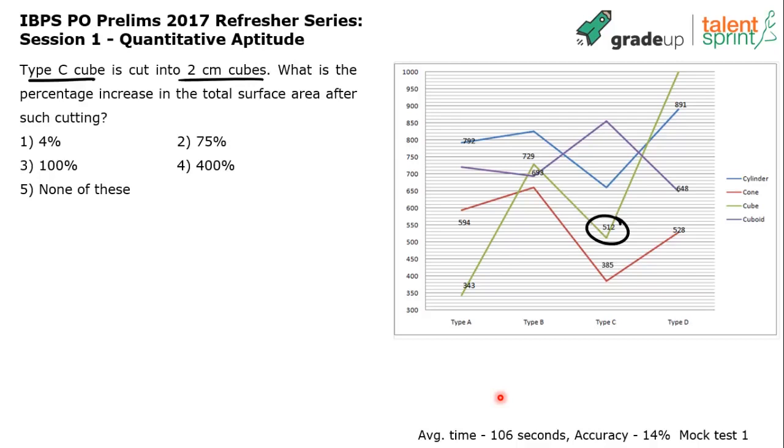Preeti has got 400%. Preeti Deepak has got 4%, option 1. So you guys have covered all the options. I mean, 100% is left out, but otherwise, you've got 4%, you've got 75%, you've got 400%. Some of you have got 300%, which is option 5, none of these. Waiting for more responses before we look at the solution.